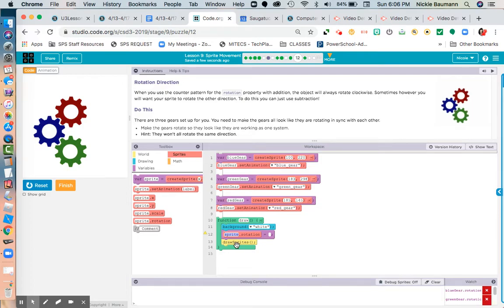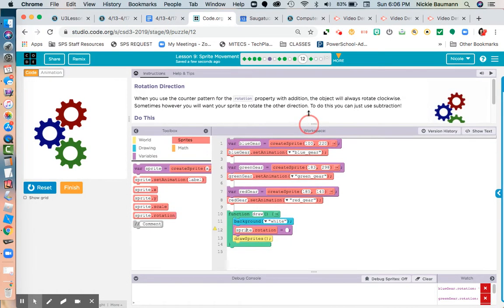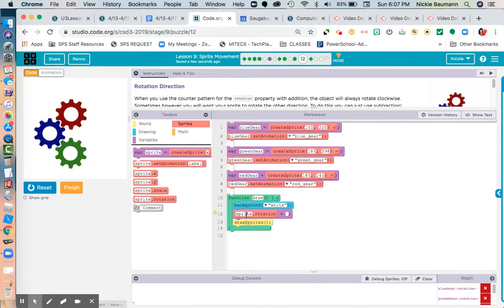Okay, so let's take a look. Let's first rotate, let's do the red gear since it's at the top. So I'm going to do red gear rotation here. And it's important to spell it the right way. You notice that G is capitalized in red gear if you haven't noticed that already. I'm going to make this bigger and move this up. Okay, so red gear, instead of sprite, I'm going to do red, capital G for gear.